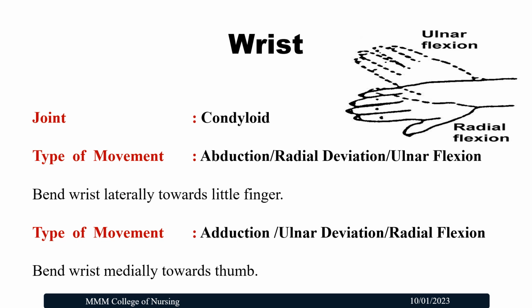The other movements of wrist are abduction and adduction. Abduction also can be called as radial deviation or ulnar flexion. It can be performed by bending the wrist laterally towards little finger. The adduction can be known as ulnar deviation or radial flexion. The movement can be performed by bending the wrist medially towards the thumb.